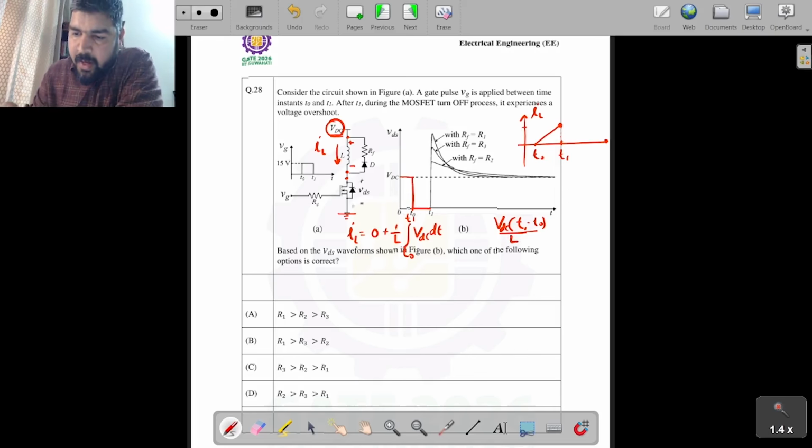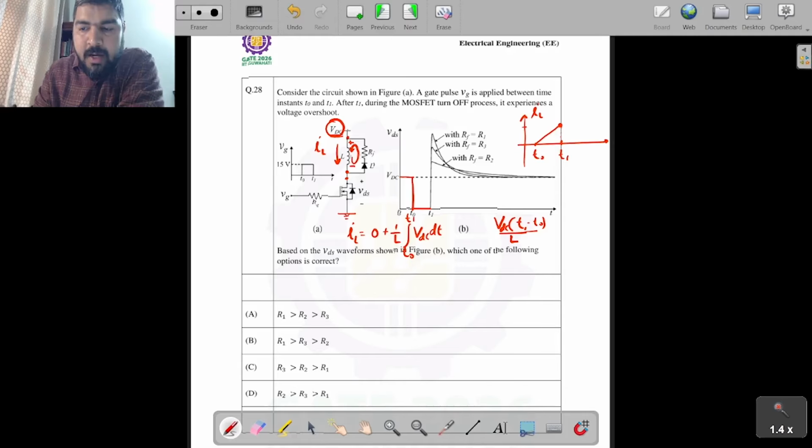Now, at this T1 instant, we remove this gate pulse. If the gate pulse is removed, then what will happen? This switch will turn off. If the switch is turned off at T1, then what will be this voltage? VDC. Obviously, the inductor has some current flowing through it. Previously the current was flowing through the inductor and you switched it off. Now this current will start flowing through this circuit.